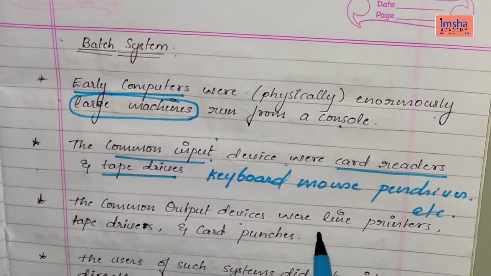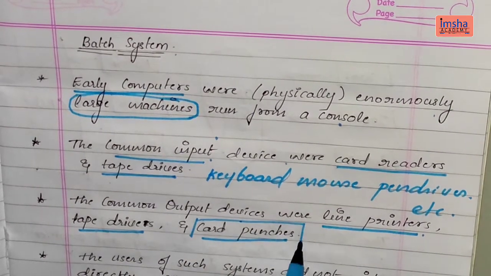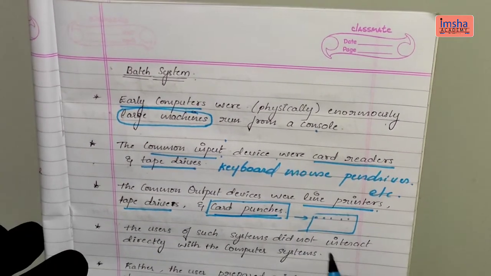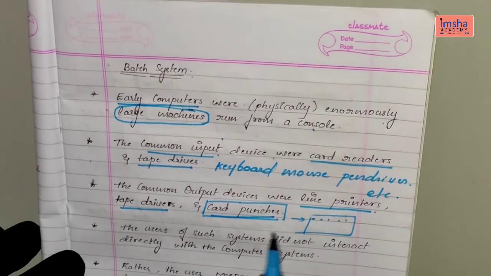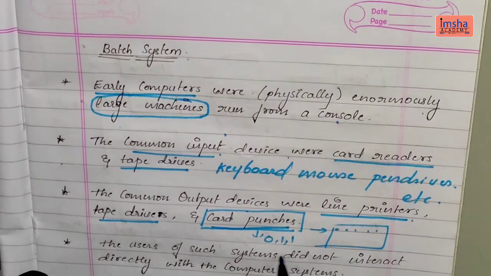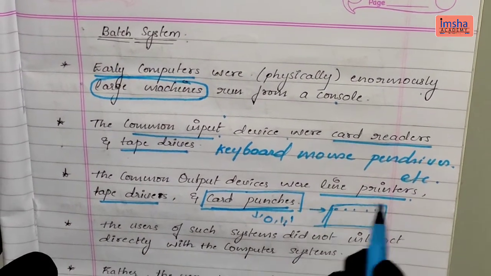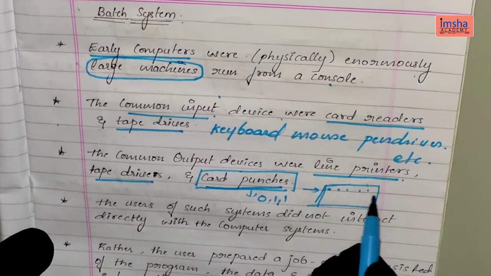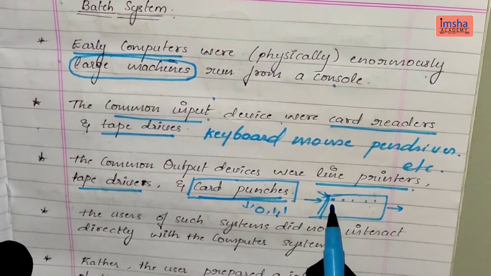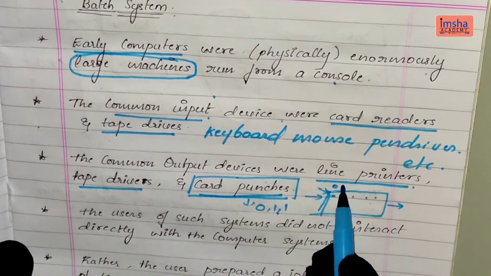Common output devices were line printers, tape drives, or card punches. Card punches had holes on a card. A beam of light would be passed through these punches, and the result would be in the form of binary. Even now the computer takes data in the form of binary, zeros and ones, and produces output in the form of binary. Where the light passed through, that is 1, and the empty slot is considered 0, like this.